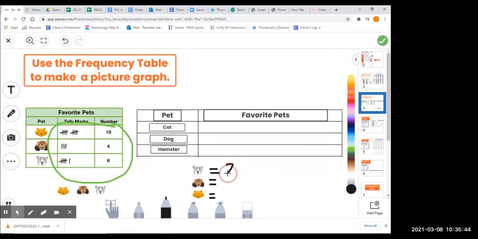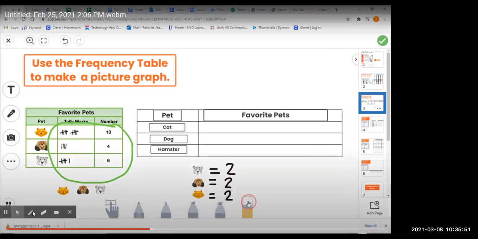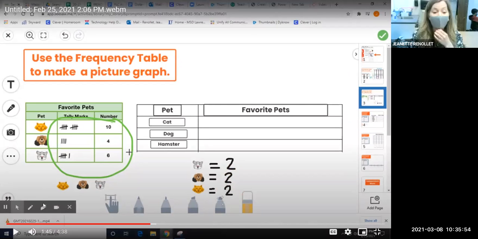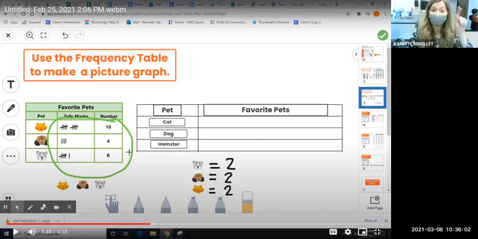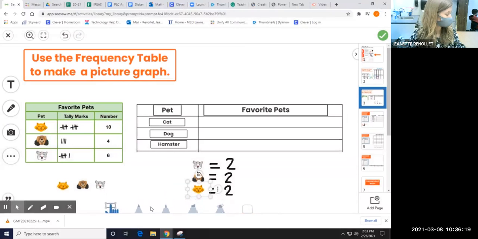So I'm going to create my key and show that each symbol is equal to 2 animals. Today, when you take your test, you will be making a graph very similar to this. You will look at your data and you will have to come up with a scale. Just like I did here, when I counted by 2s, you have to decide today if you're going to count by 2s.